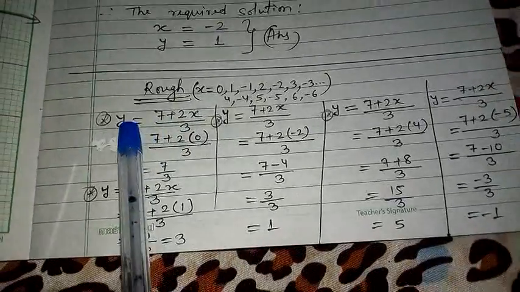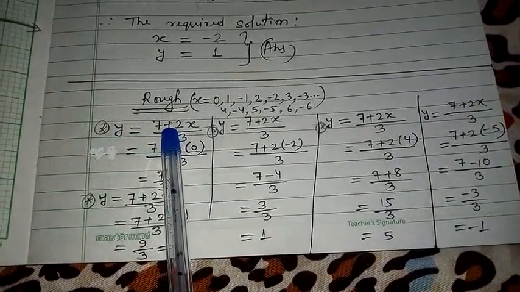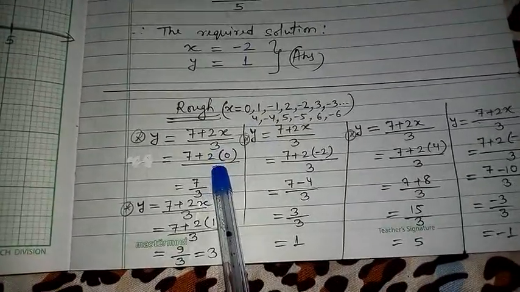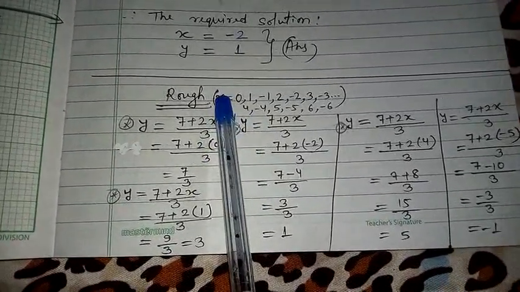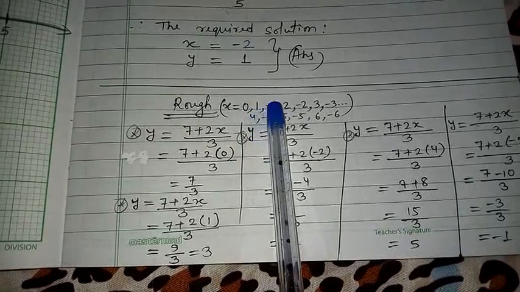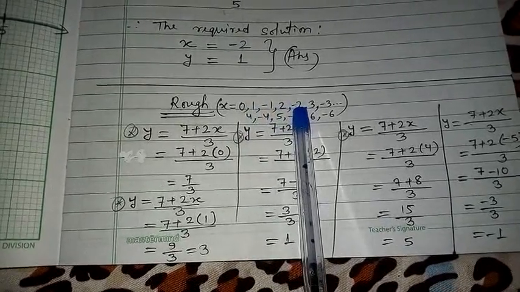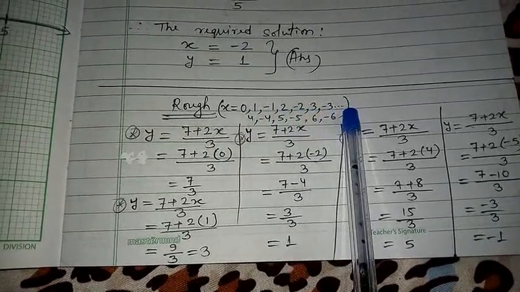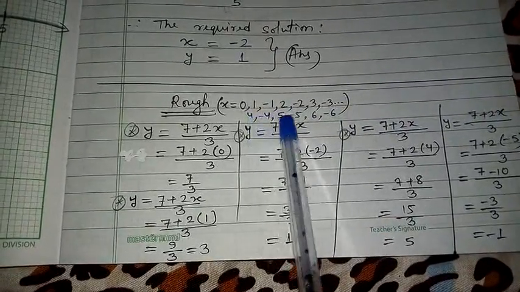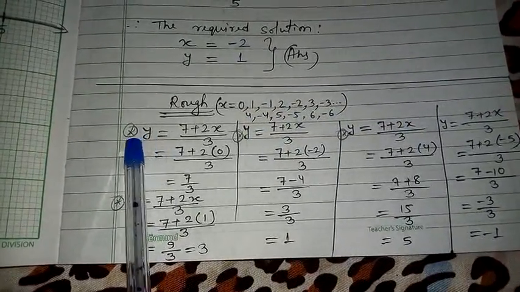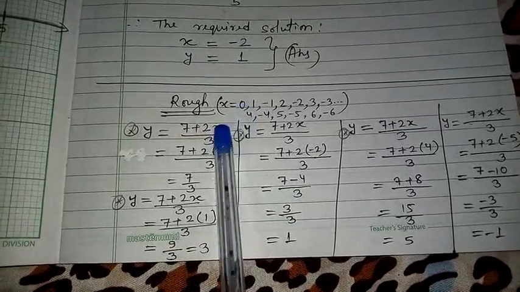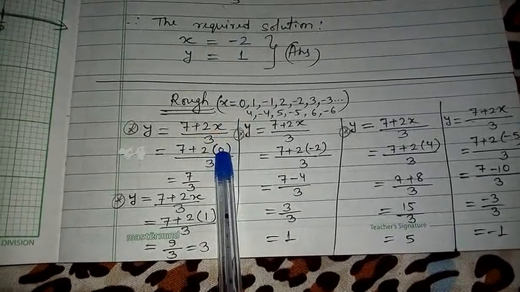Now here you can see y equal to 7 plus 2x by 3. So the same equation I wrote here in the rough. Now I will put the value of x starting from 0, then next 1, minus 1, 2, minus 2, 3, minus 3, 4, minus 4, and so on. So that way we will put. First in this equation I will put the value of x as 0.